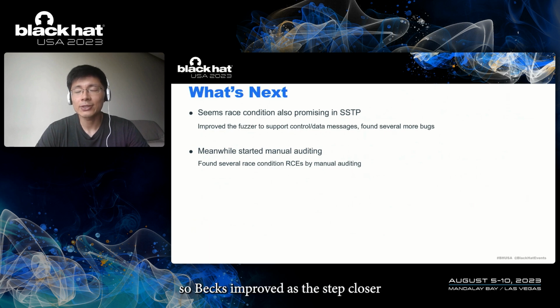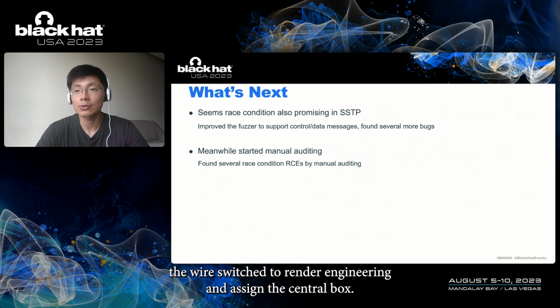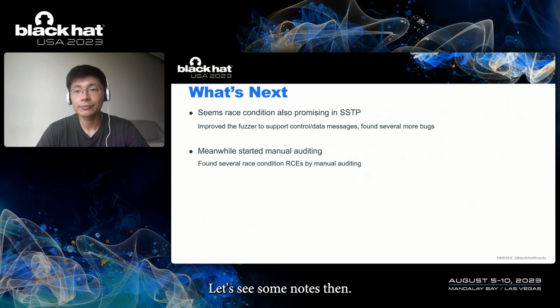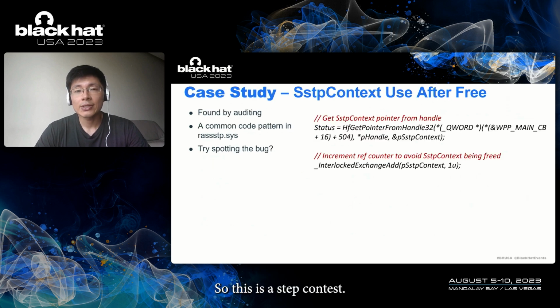Next, I improved the SSTP fuzzer, meanwhile switched to manual reverse engineering and found some more bugs. Let's see some of them. This is an SSTP context use-after-free. This code pattern is very common in the SSTP driver. It retrieves an SSTP context by handle and then adds a reference counter to it to avoid UAF. However, the problem is that when adding the reference counter, there is no lock protection, so another thread can free this SSTP context before the reference counter is successfully added.